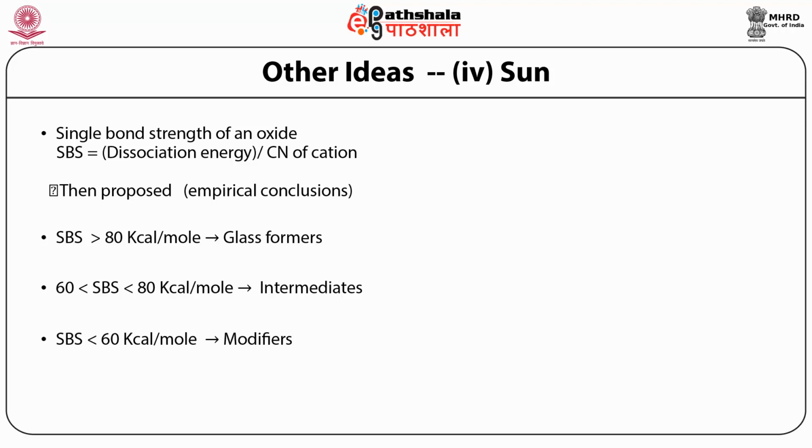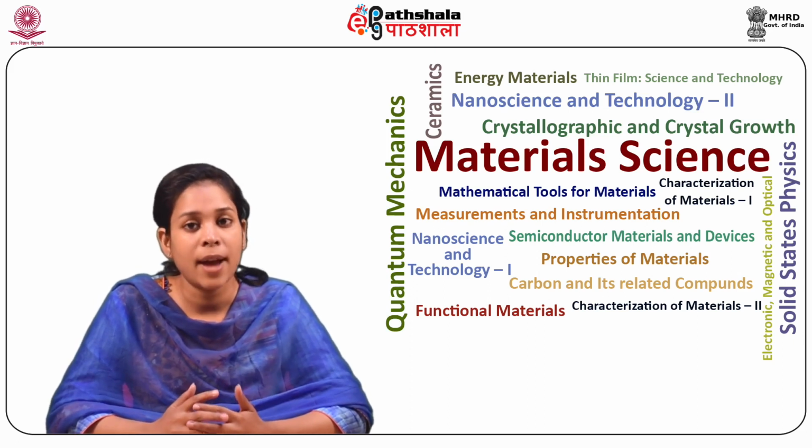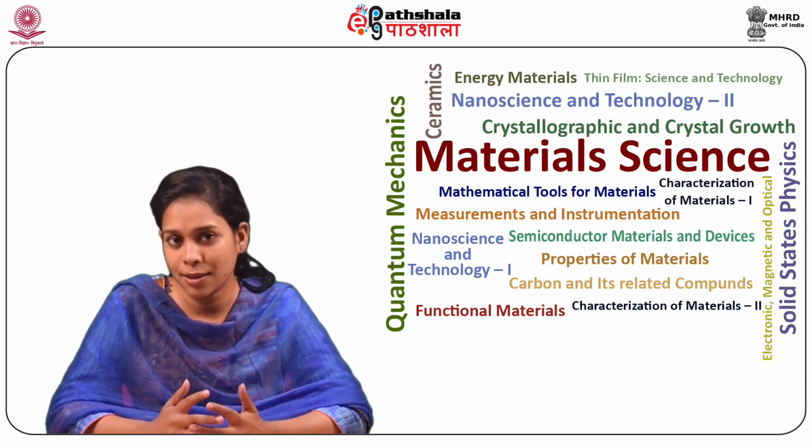In particular, the random network model of glass described by Zachariasen is still the general picture of the structure of oxide glasses. However, as we have already seen in previous slides, as far as the ability of glass formation is considered, the kinetic considerations for preventing crystallization during cooling are more important. So students, let's now summarize what we have learned in this module.